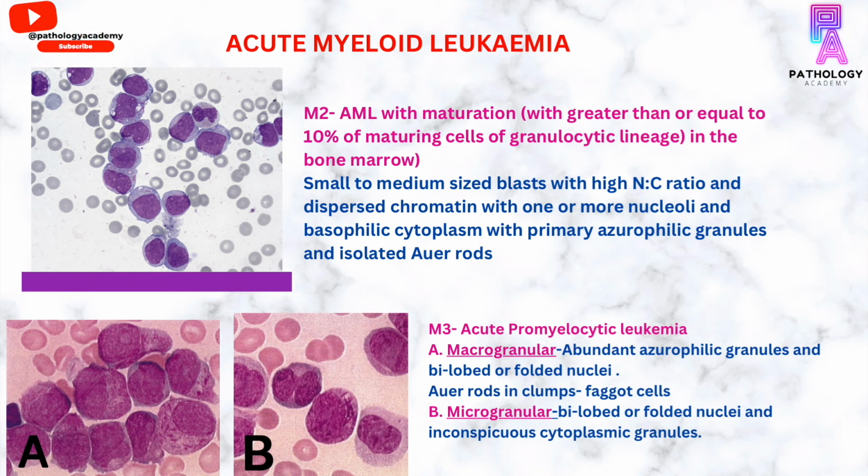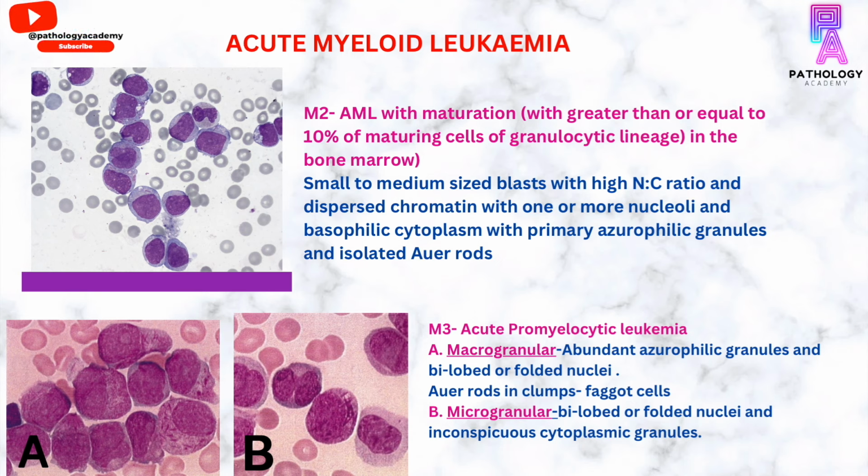M2. It is AML with maturation, which means in this, there is greater than or equal to 10% of maturing cells of granulocytic lineage in the bone marrow. The blasts in this are small to medium sized with high NC ratio and dispersed chromatin with one or more nucleoli, basophilic cytoplasm with primary eosinophilic granules, and isolated Auer rods.